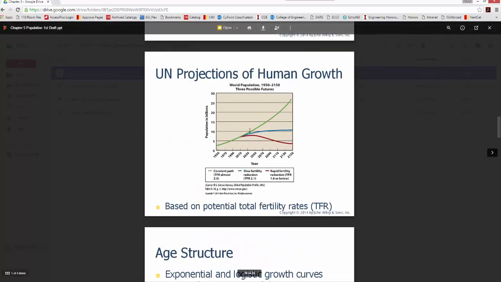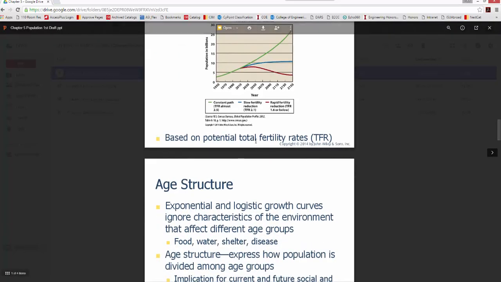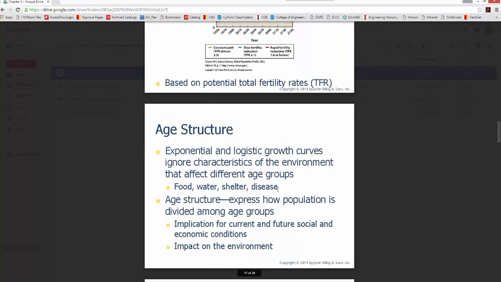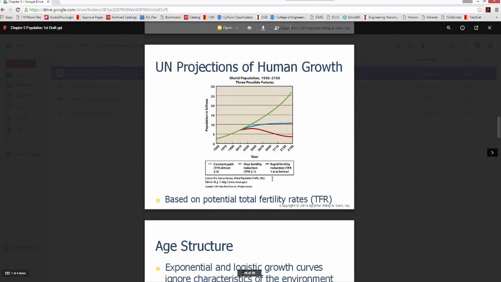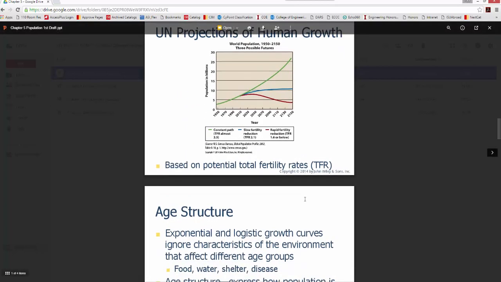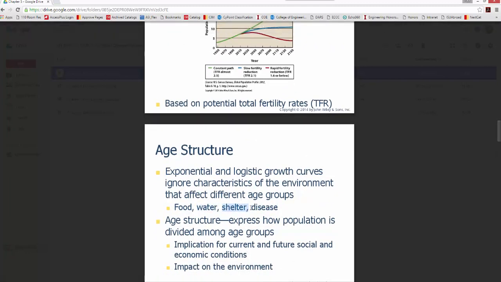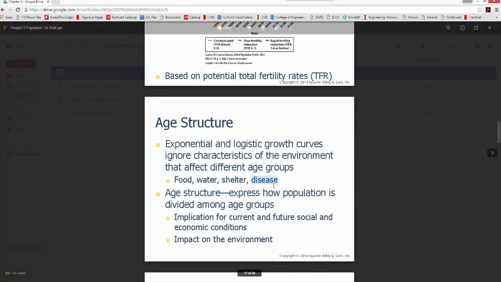So looking back here at these exponential and logistic curves, they actually ignore characteristics of the environment that affect different age groups. In other words, we're missing part of the puzzle, such as food availability, water availability, shelter, diseases. These growth rates do not take into account what these things can provide to populations. So again, these are incomplete projections because we're not taking into account these particular parameters.